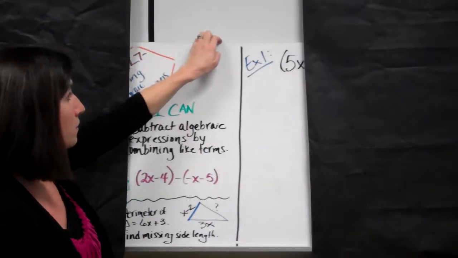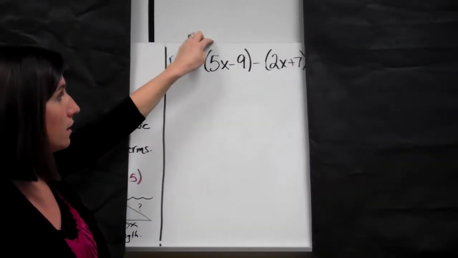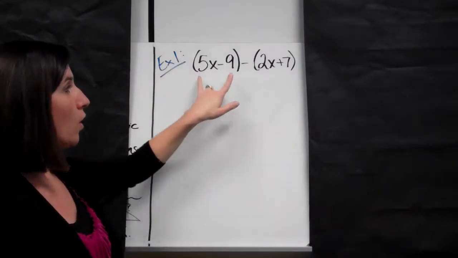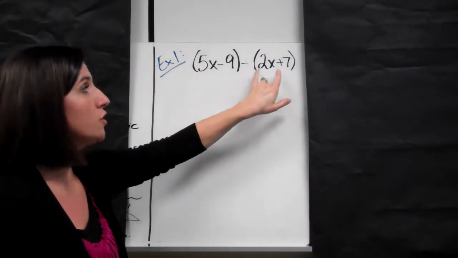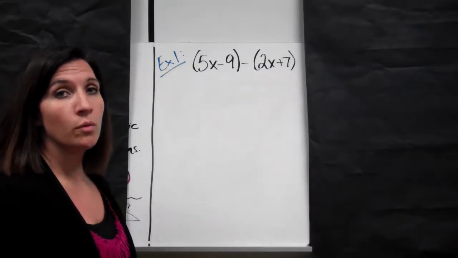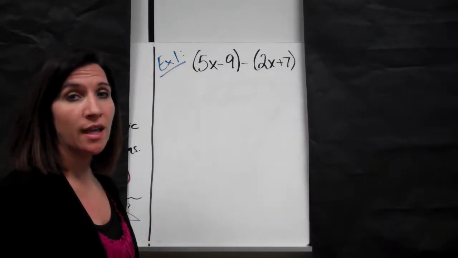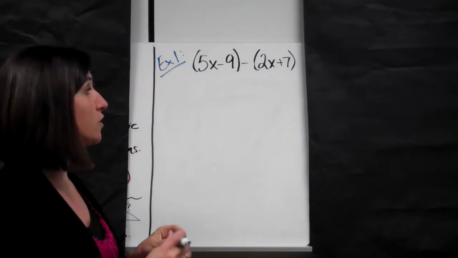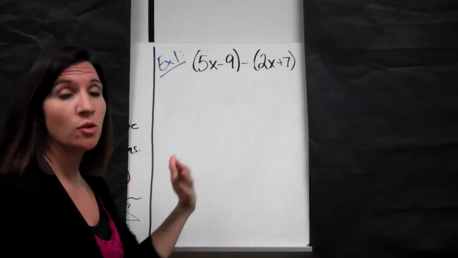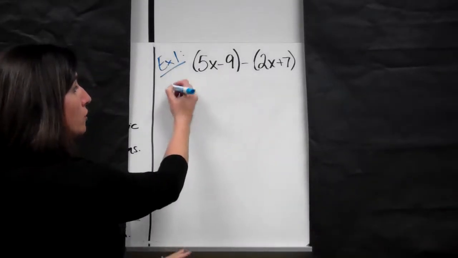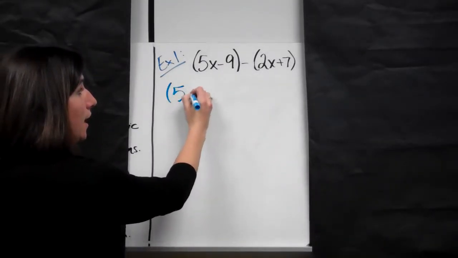Your first example is right here. So we have a quantity 5x minus 9 minus the quantity of 2x plus 7. What we need to do first is we're going to use the additive inverse. So the first thing we should do is add the opposite. So every time you have a subtraction sign, we should add the opposite. So I'm going to rewrite this using the additive inverse.